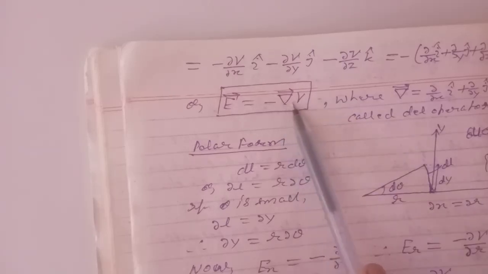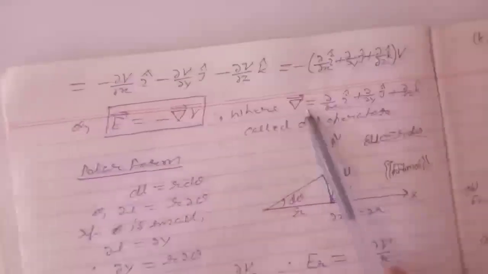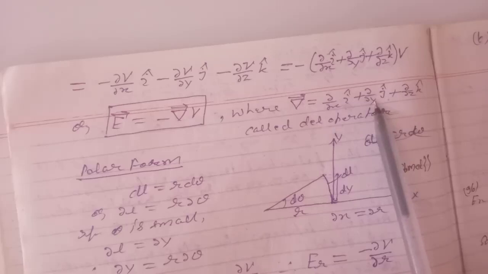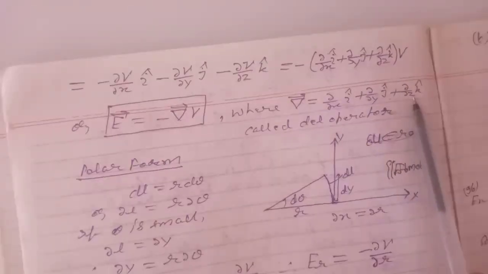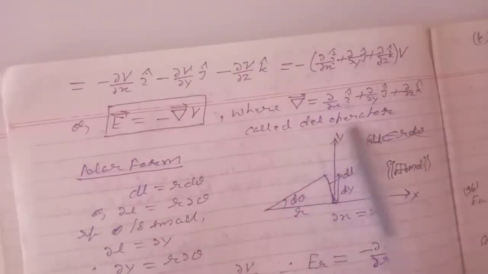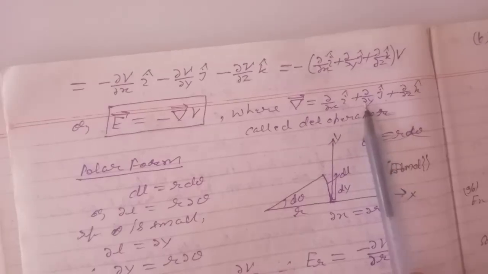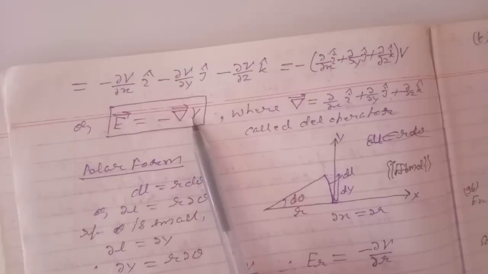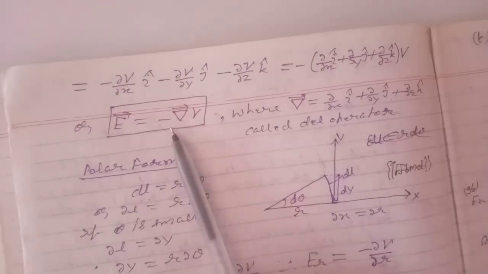It is a del operator whose value is given by this formula. Del vector equals del/del x into i cap plus del/del y into j cap plus del/del z into k cap, and is called del operator. And E vector equals minus of gradient V. You can also read it as.